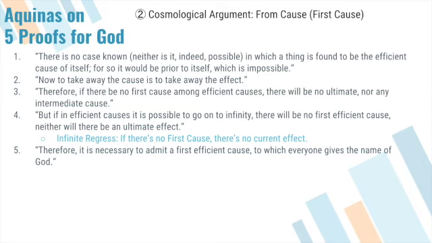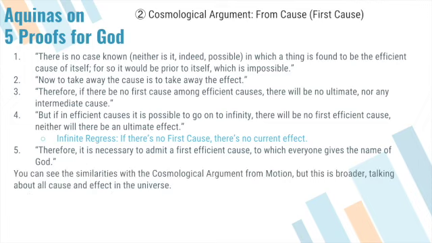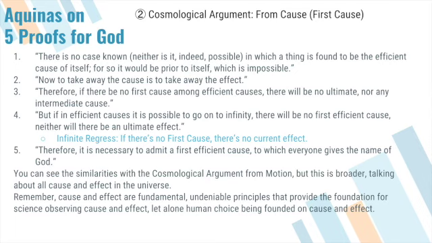Not just physical movement and change, but more broadly speaking, just causation in general, right? Slightly more abstract concept, causation versus movement. You can see the similarities with the cosmological argument from motion, but this is broader, talking about all cause and effect in the universe. All right, remember, cause and effect are fundamental, undeniable principles that provide the foundation for science, let alone human choice being founded on cause and effect, right? Cause and effect is like one of the first things that we understand as children. It's just a foundational principle on which all the rest of our knowledge exists.